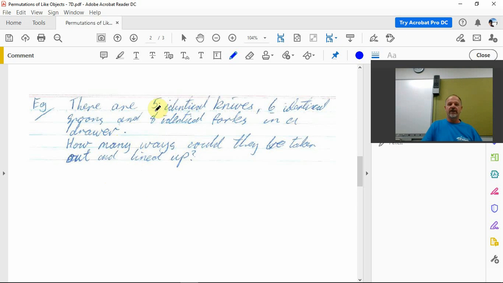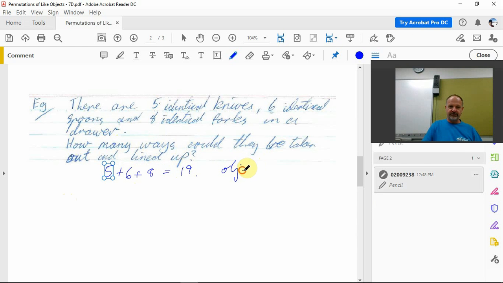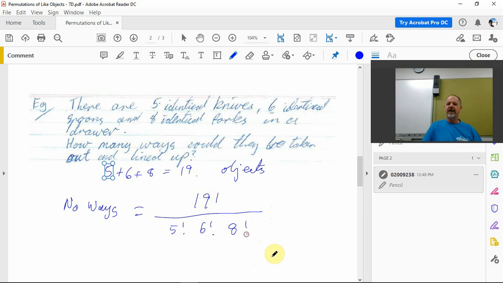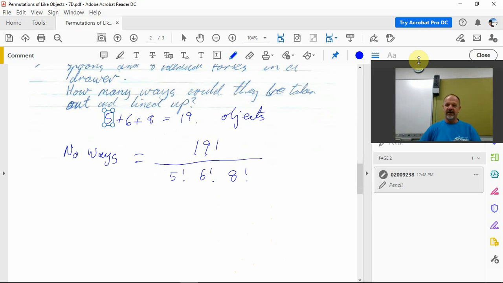So how many different ways? Well, 5 plus 6 plus 8 is 19. So we've got 19 objects. So our number of ways would be 19 factorial, but then we have to take into account the 5 knives. When you swap them around, it doesn't make it look any different. So 5 factorial. Same with the 6 spoons, and the same with the 8 forks. When you swap them around, it doesn't make it look any different.